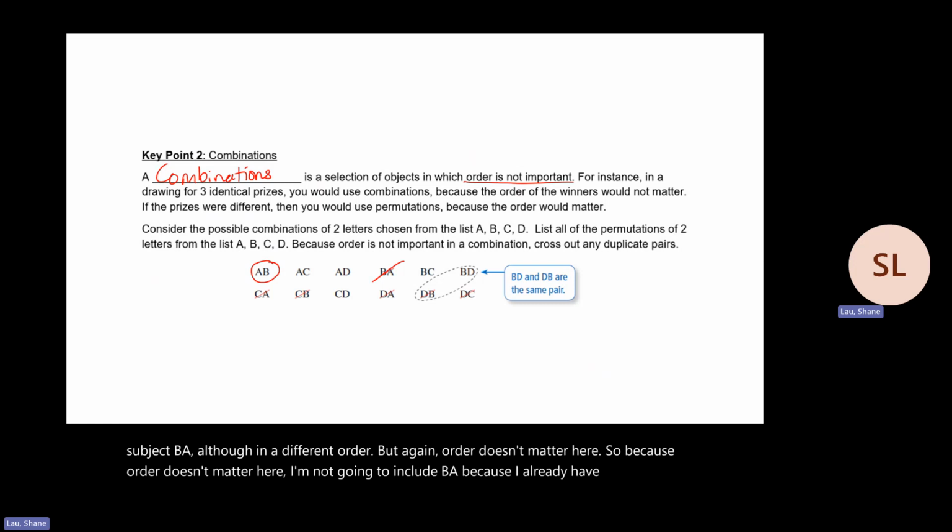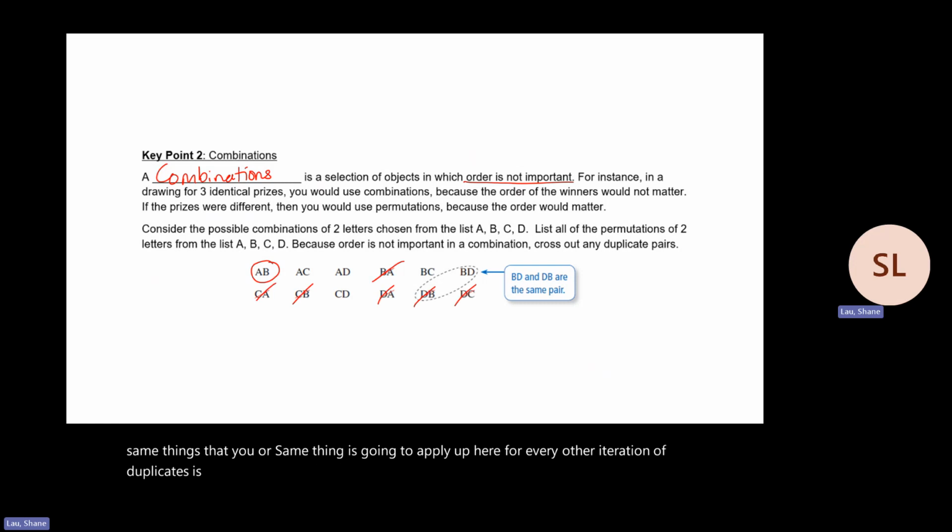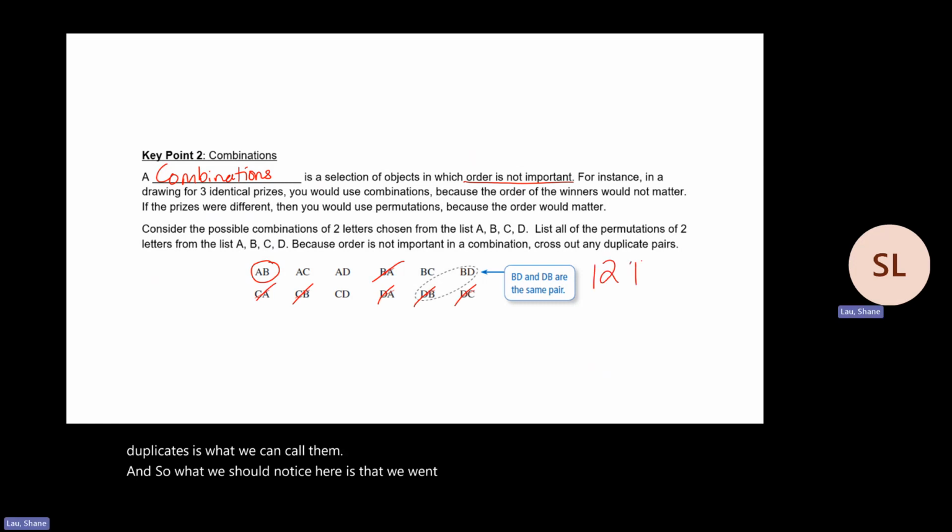And the same thing's going to apply up here for every other iteration of duplicates, is what we can call them. And so what we should notice here is that we went from 12 permutations to 6 combinations.